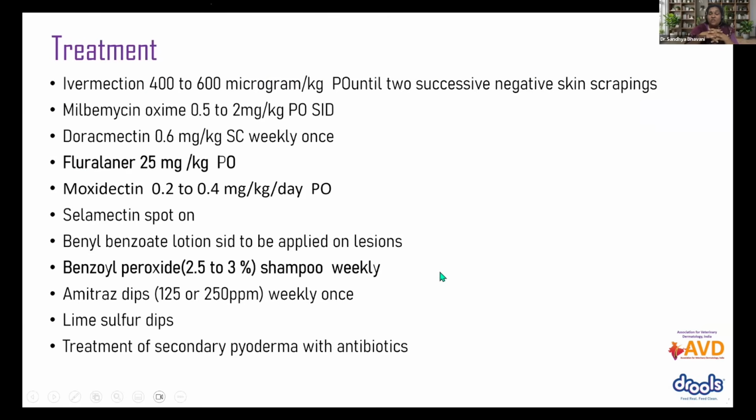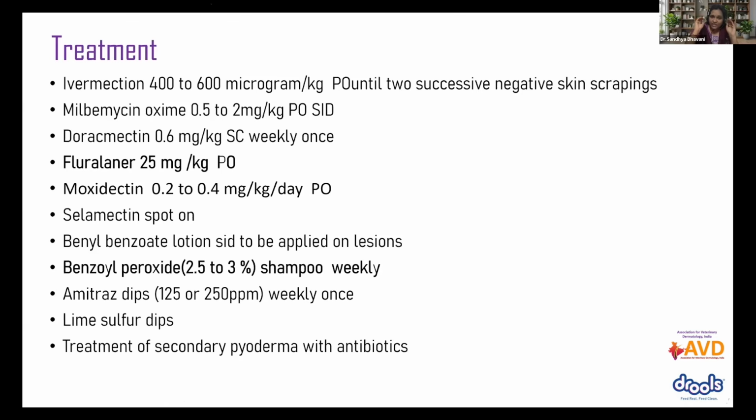So for the treatment, we have lots of treatment options. You formulate based on the case. For a focal lesion, you can go for shampoos like benzoyl peroxide shampoos, follicular flushing shampoos, amitraz dip, and lime sulfur dips. You can go with that, along with ivermectin tablets, or spot-on selamectin or doramectin. These things you can give as a spot-on.